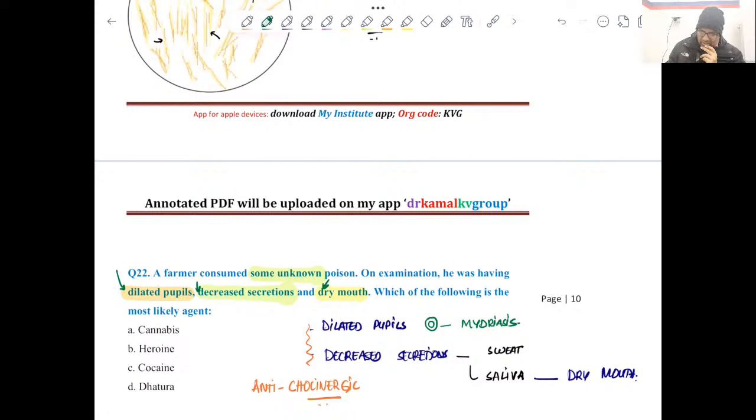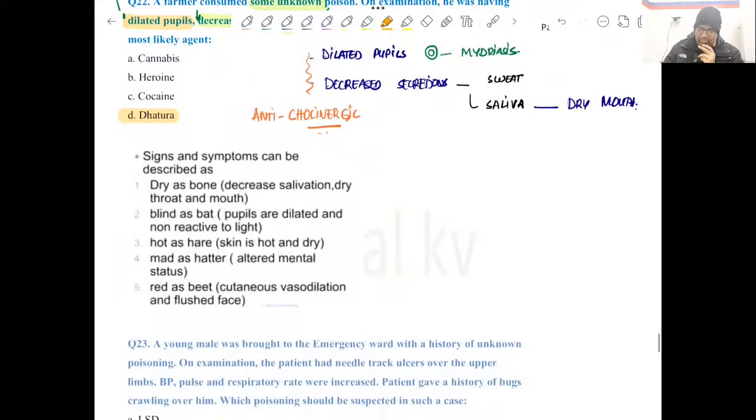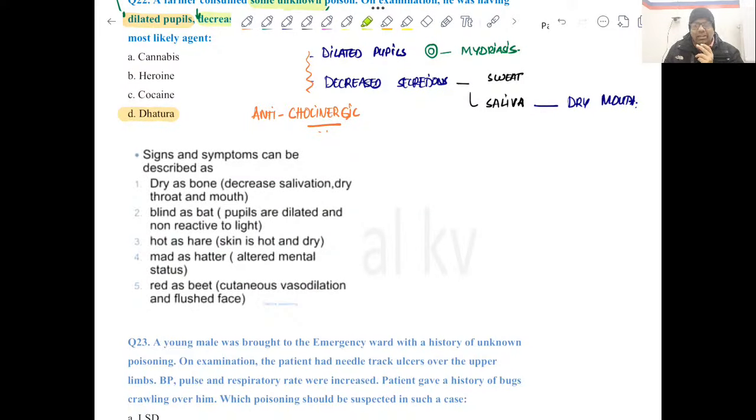all this D goes for another D, that is Dhatura. Very good, Mohammad Anas. So this is Dhatura, and you can remember the signs and symptoms like dry as bone. And why is the patient dry? Because there is decrease in secretions. So there is decreased salivation, then there is dry throat, mouth because of decrease in salivation. So dry as bone.